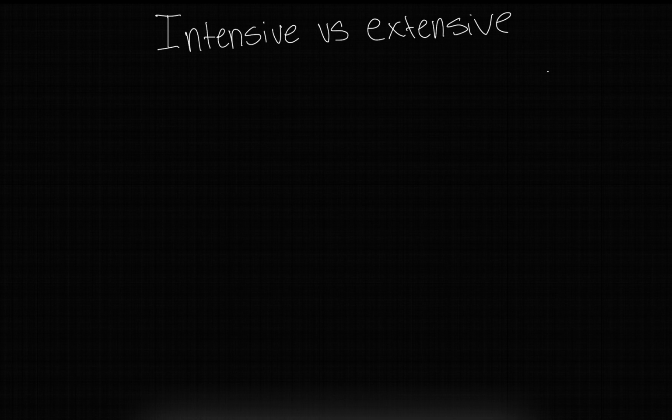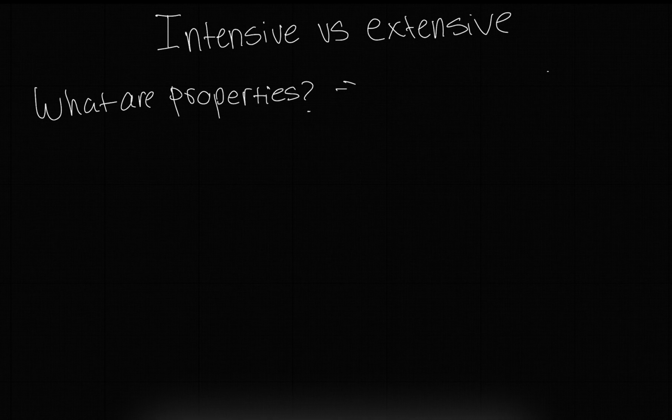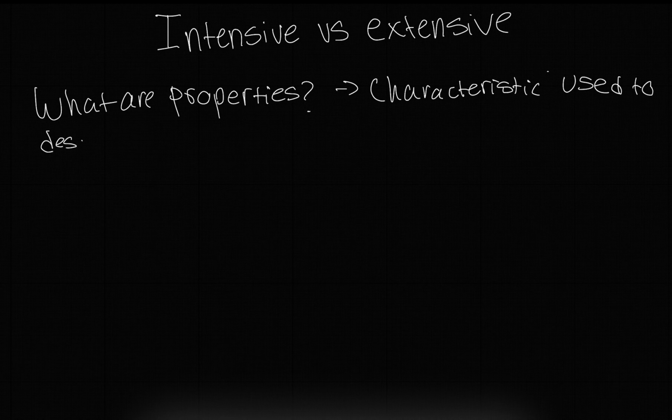Let's get started. So, first we have to ask the question, what are properties? Well, a property is a characteristic used to describe matter. So, for example, you might talk about the mass, density, boiling point, or even the energy of a substance.